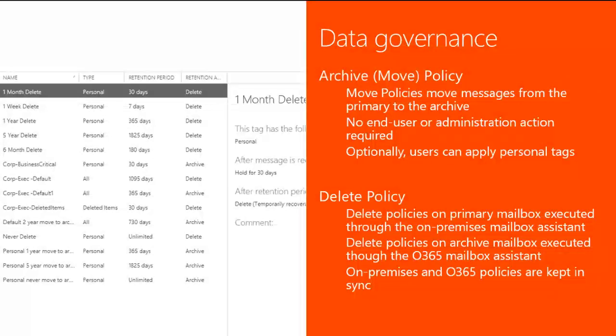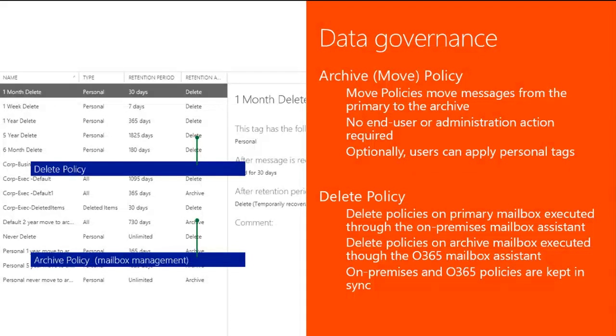But you can provision personal tags, which allow the user to tag individual folders and say, hey, I don't want this to move in 2 years. I want to move this in 3 years maybe, or 6 months. So it's an exemption to the policy. The delete policy is going to delete items. So when you combine these two, move in 2 years, it moves to the archive, and then delete in 7 years, okay? After 7 years, it's removed from the archive. So there's the delete policy and the archive policy.